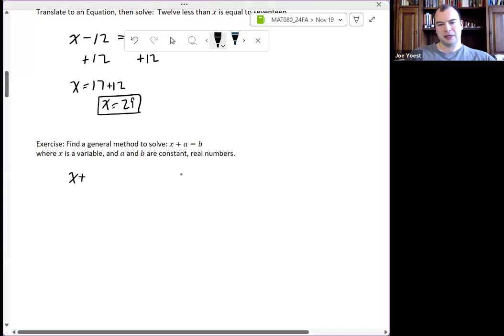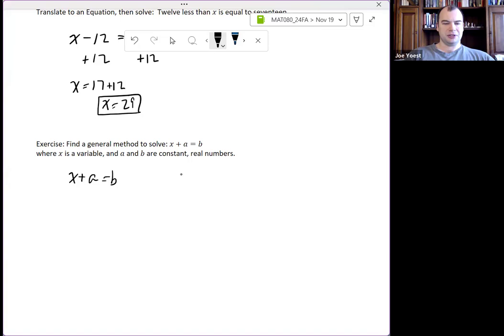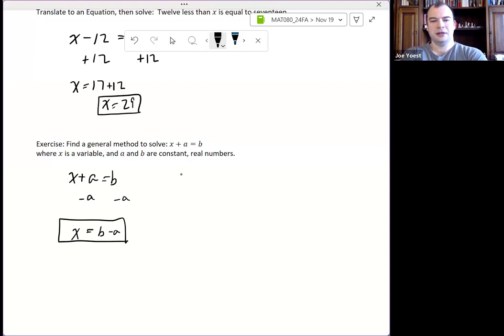Okay, so for x plus a equals b, again, we have this general form of x plus number equals number. Let me subtract a from both sides to get x by itself, so I isolate the variable. And I get x equals b minus a. Right, so that's the more general solution. If I have x plus a equals b, I can associate which number is a, which number is b, and then just take their difference, b minus a.